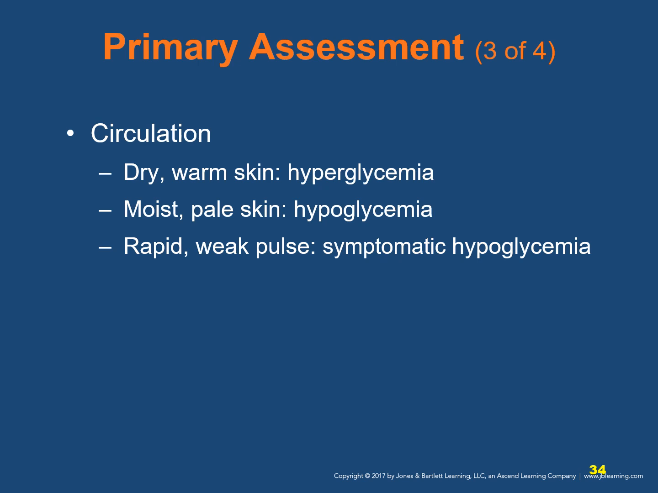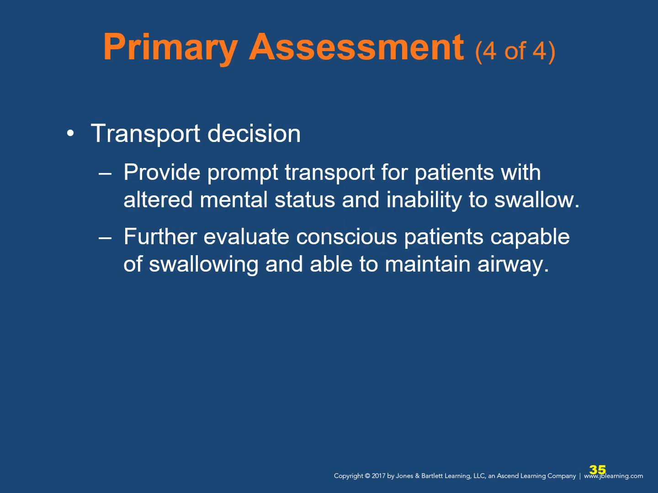Assess the patient's circulatory status. Warm, dry skin usually indicates hyperglycemia. Moist, pale skin usually indicates hypoglycemia. Also, a rapid, weak pulse is symptomatic of hypoglycemia. Make a transport decision. Patients with altered mental status and impaired ability to swallow should be transported promptly. Patients capable of swallowing and conscious enough to maintain their own airway may be further evaluated on scene and interventions can be performed.